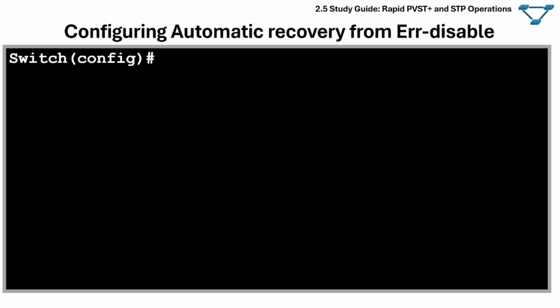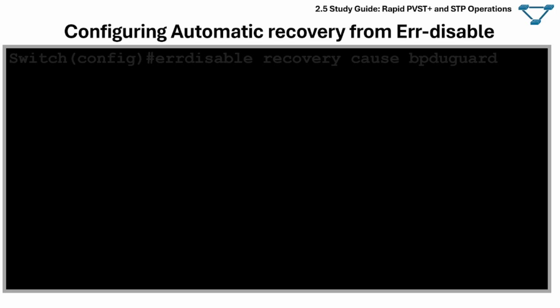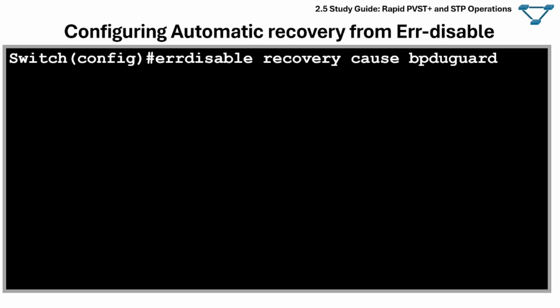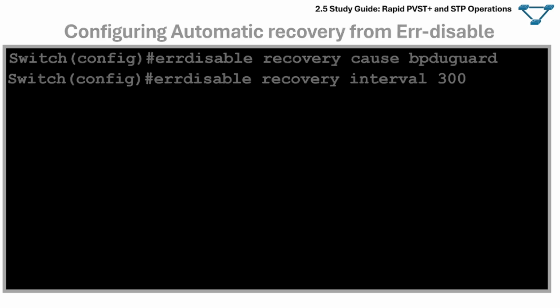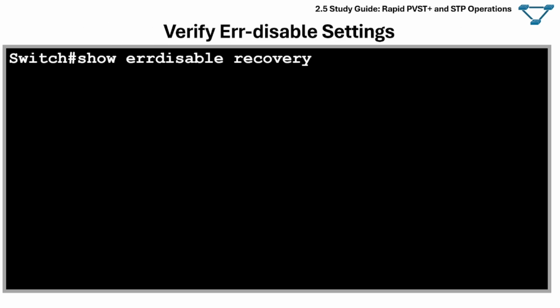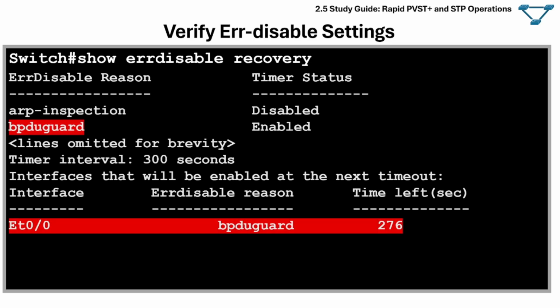We can also configure automatic recovery from error disable. If a port is shut down by BPDU guard, it won't come back up on its own. First, we enable the automatic recovery for the BPDU guard feature. We then specify the recovery interval. The following command sets the recovery interval to 300 seconds or 5 minutes. We can verify the current error disable recovery settings using the following command. It shows which causes are enabled for automatic recovery and the configured interval.